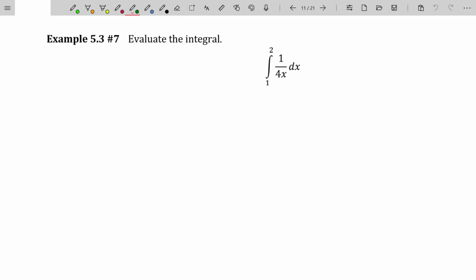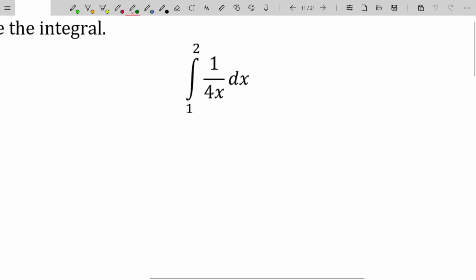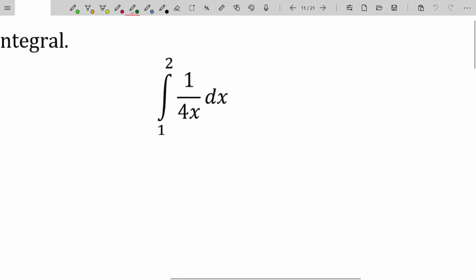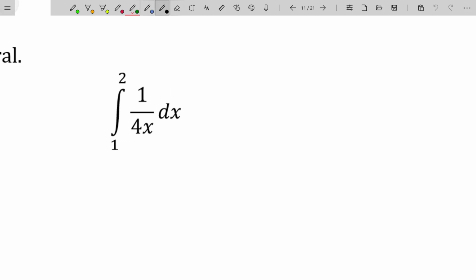Evaluate this integral. All right, so I'll start by saying, as written, I don't know what I would take the derivative of naturally to arrive at 1 over 4x. However, a little bit of arithmetic beforehand, specifically factoring out a 1/4, allows me to see that this is 1 over x that I'm trying to take the antiderivative of.